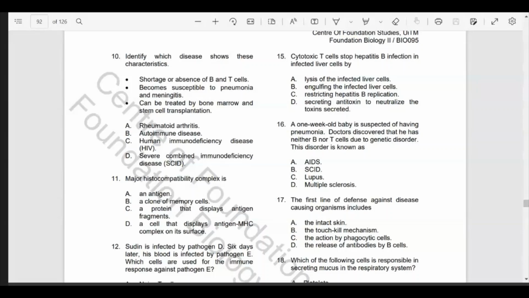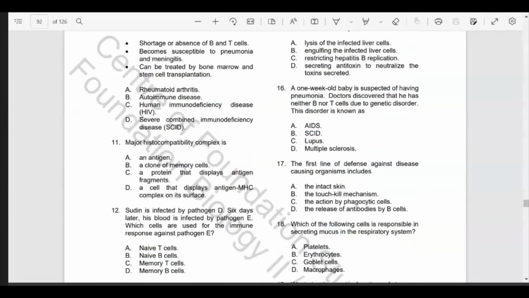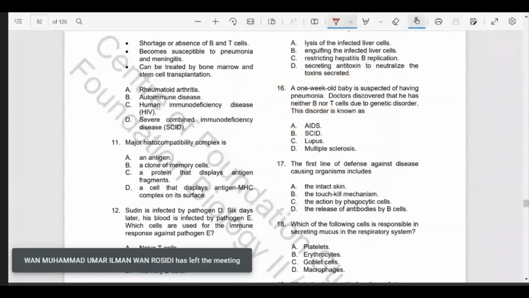Discovered that he has neither B or T cells due to genetic disorder. This disorder known as B multiple sclerosis. Okay. Mana awak dapat punya jawapan ni? Where did you refer to?